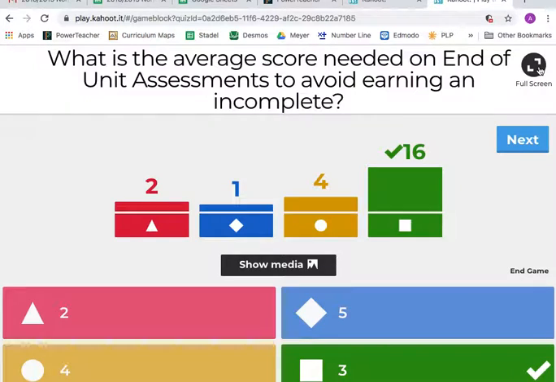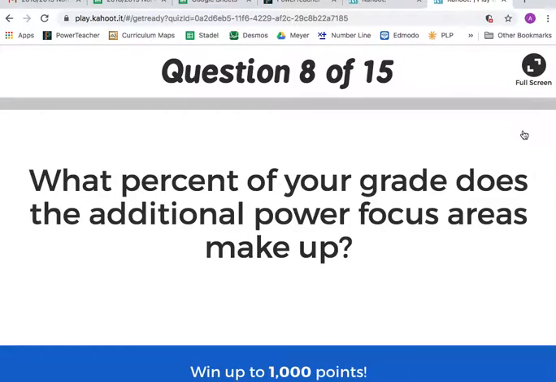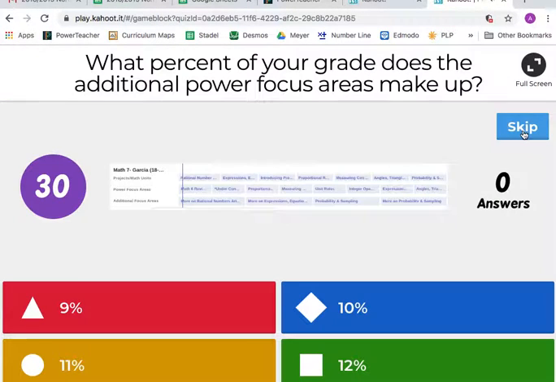Let's keep going. What question are we on? This is question 8. What percent of your grade does the additional power focus areas make up? I clicked the wrong one. I clicked 11. You guys need to slow down then. I can always do everything. I don't know if I'm right. Why is it?